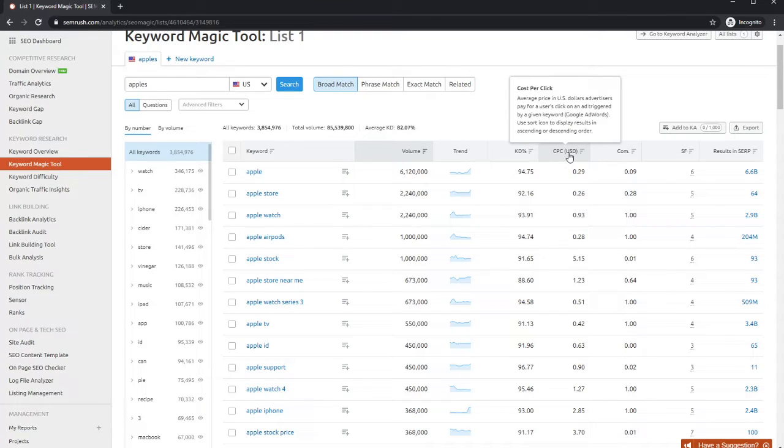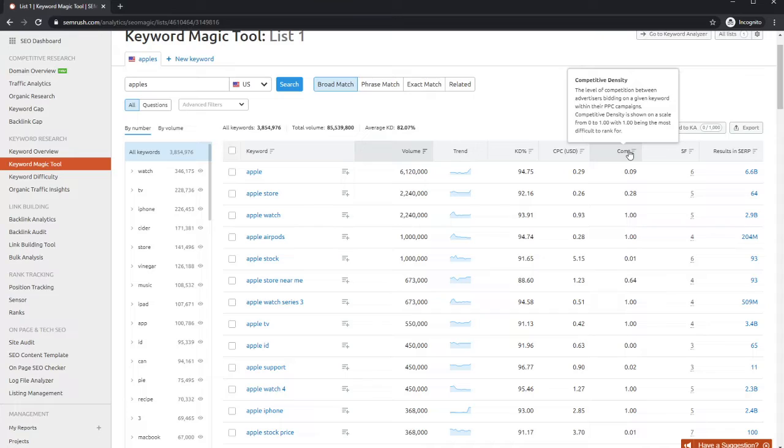What is CPC, cost per click? It's the average price in US dollars advertisers pay for a user's click on an ad triggered by a given keyword, such as in Google AdWords, right? So basically this is how much an advertiser spends to get a consumer to click on this link, which is pretty cheap. 29 cents is relatively low, incredibly low. So how about this? Competitive density. It's the level of competition between advertisers bidding on a given keyword within their PPC campaigns. So I'll make it easy. The competition. That's all it is.